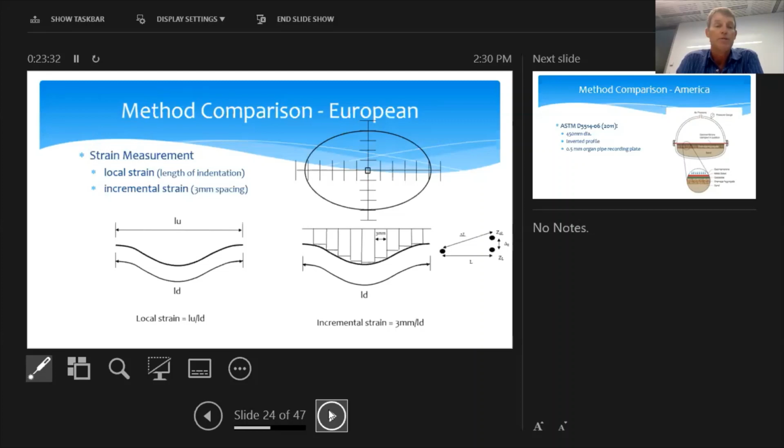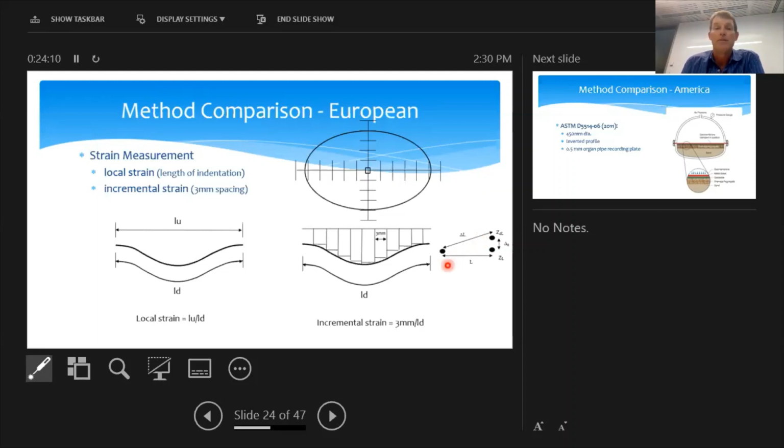They define strain in 2 ways: local strain, which is essentially the length of the indentation divided by the deformed shape of the indentation. So it's an average strain over the full length of the indentation. The second one is the incremental strain, where essentially you use a straight edge. You measure every 3 millimeters down, you measure the depth, and then you can measure the difference in length. And it's the incremental strain over a 3 millimeter spacing.